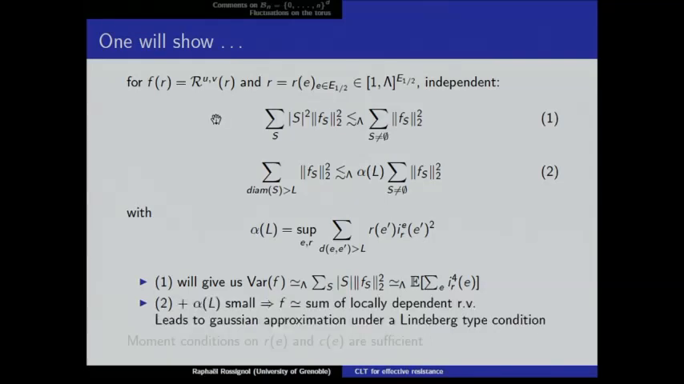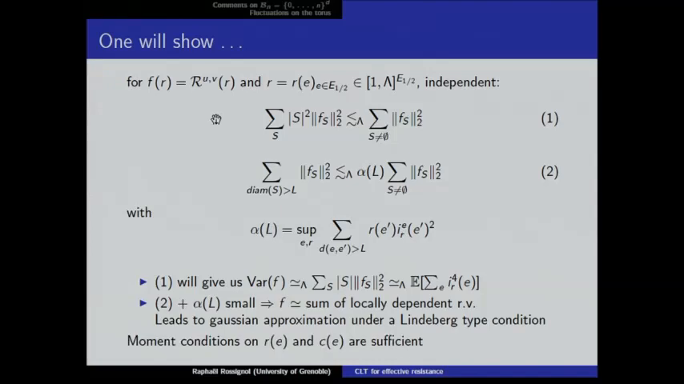And the second thing is that if I can prove that alpha_L is small, then on a graph with bounded degree, the sum of f_S for S of small diameter is a sum of locally dependent random variables. And then F can be well approximated by a normal, a Gaussian random variable, under a Lindeberg type condition.